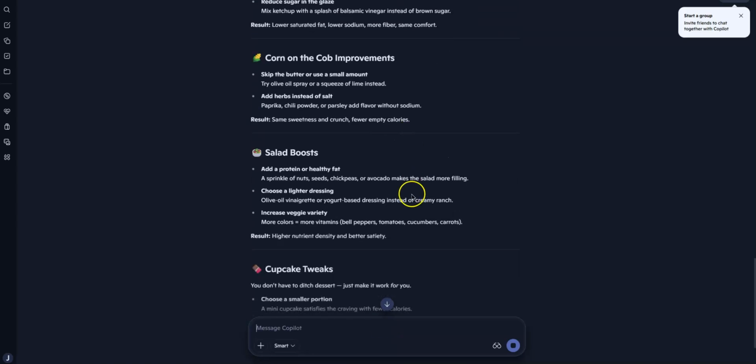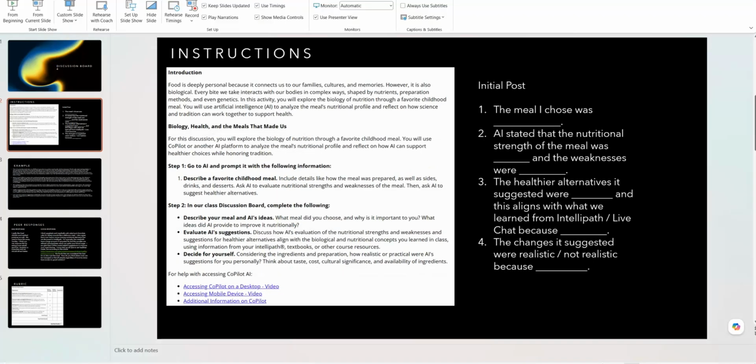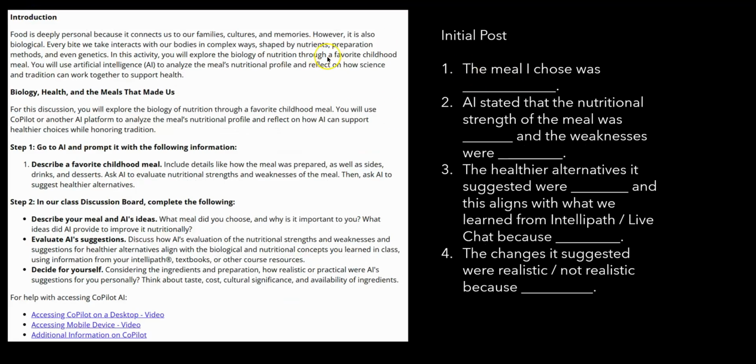So what you're going to then do is go back to our original post that we're going to make. And I'm going to say, okay, the meal I chose was meatloaf, corn on the cob, and chocolate cupcakes. Oh, I forgot the drinks, but that's okay. You can go back and put that in.